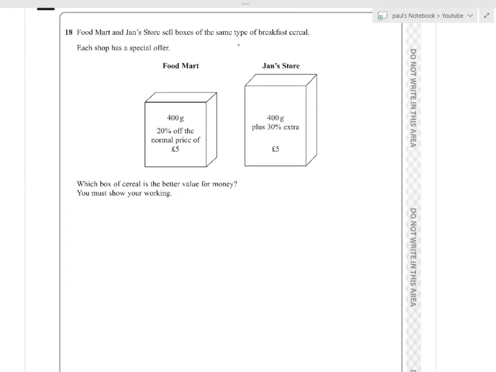Food Mart and Jan Store sell boxes of the same type of breakfast cereal. Each shop has a special offer. Okay, 20% off the normal price of £5, 30% extra. Oh, that's a different way around. Which box is the better value for money?